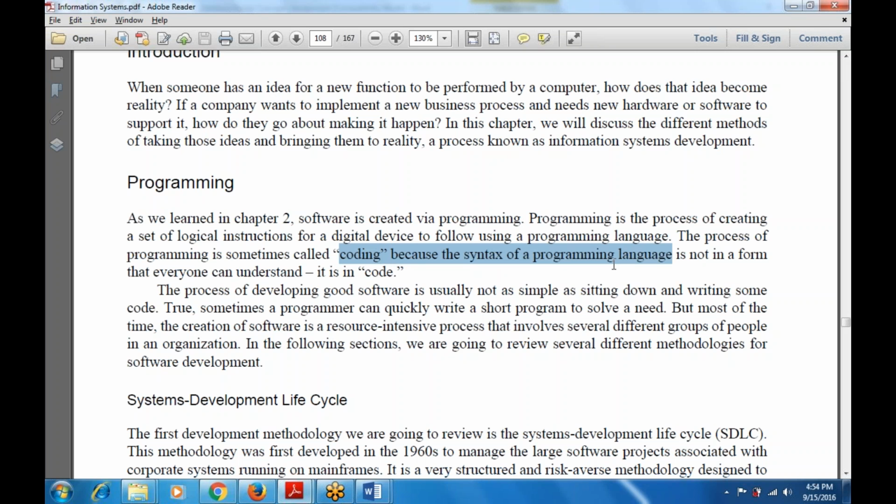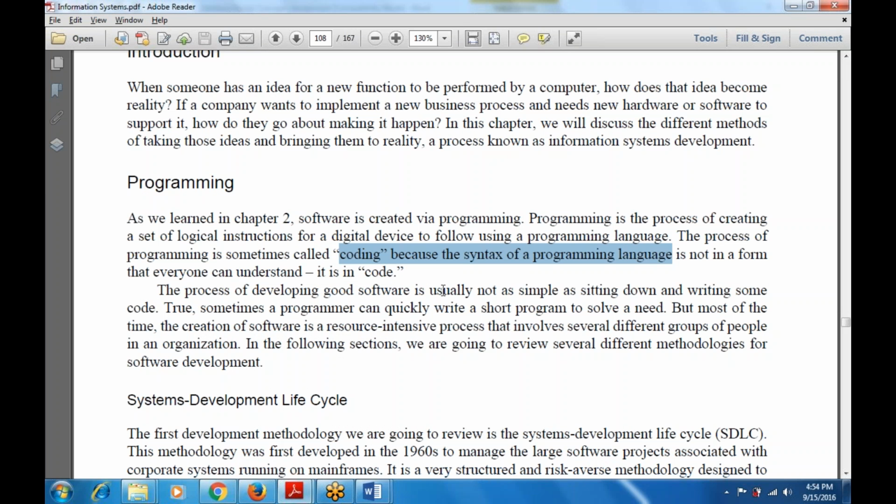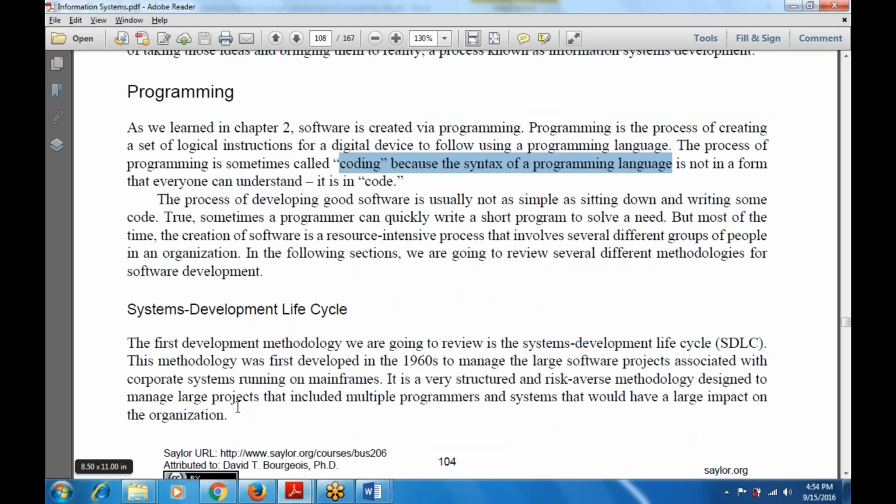For example, when you talk about C and C++, that is a programming language that only technical persons can understand: what a programming language is, how it is used, what the usage of C and C++ is, and how to write the code.